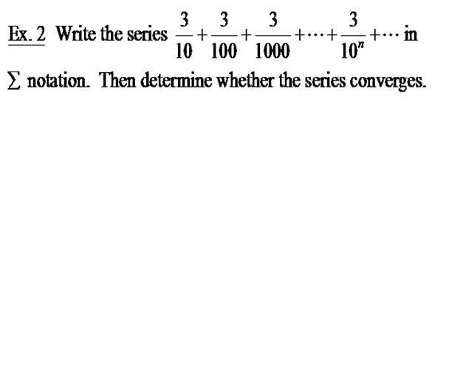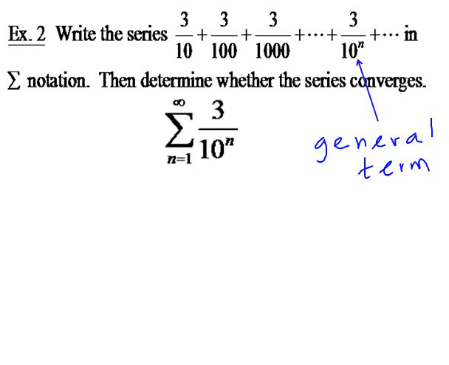In the second example, I'll rewrite the series 3/10 plus 3/100 plus 3/1000, and so on, in sigma notation, and then determine whether it converges. The 3/10 to the n is called the general term of the series. You should be pretty comfortable with writing your own general terms by the end of this unit. Because of the way the general term is described here, I would need to plug in 1 for n to get the first term 3/10. So in sigma notation, this is the series from n equals 1 to infinity of 3/10 to the n.